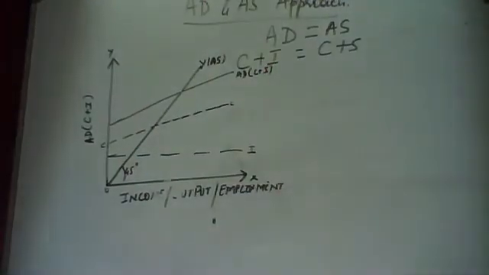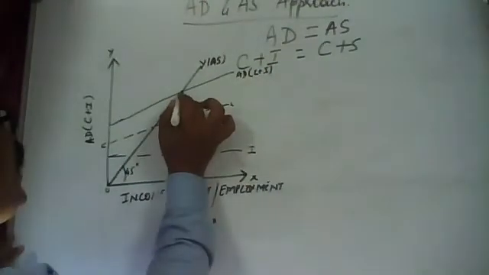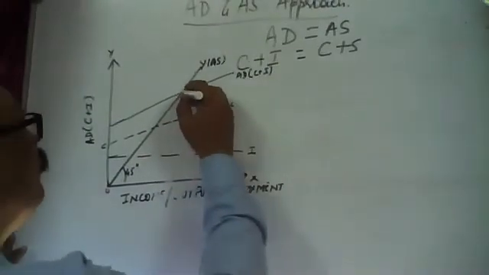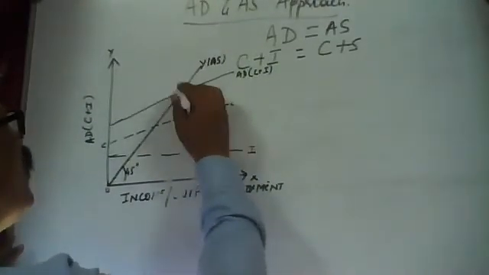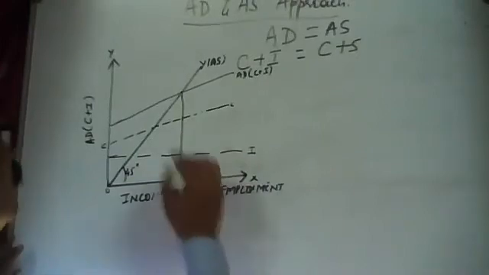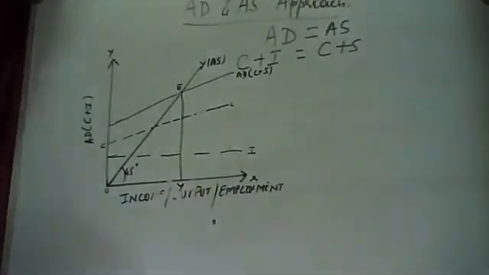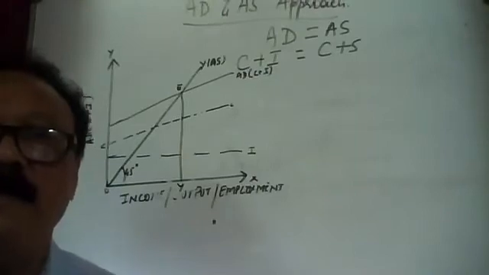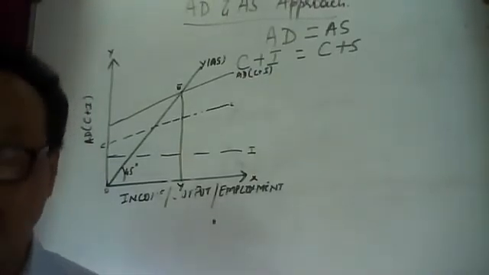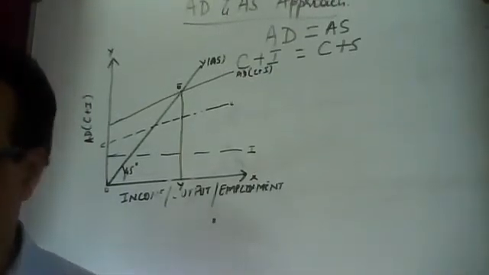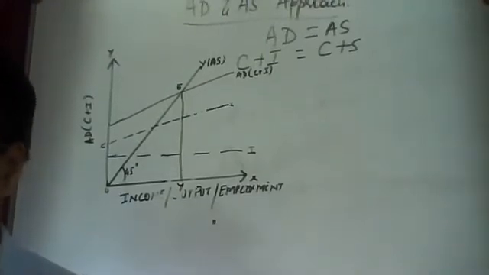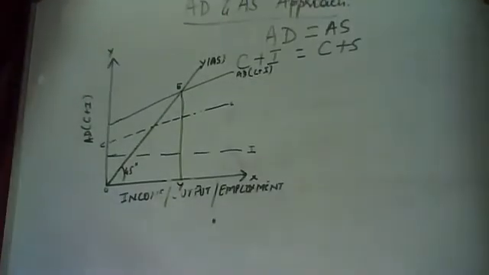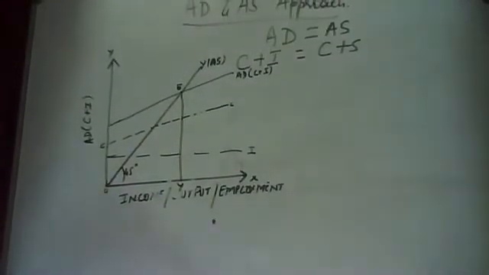Now what do you see over here? The point where the AD curve cuts the AS curve, straight down, let's call this Y. That will be the equilibrium point. Draw this figure, then we will write the explanation.